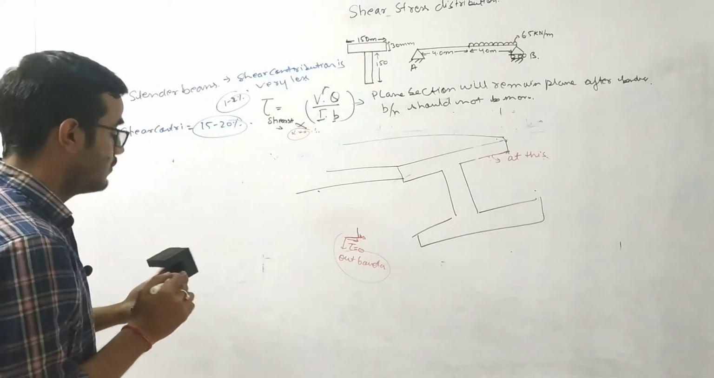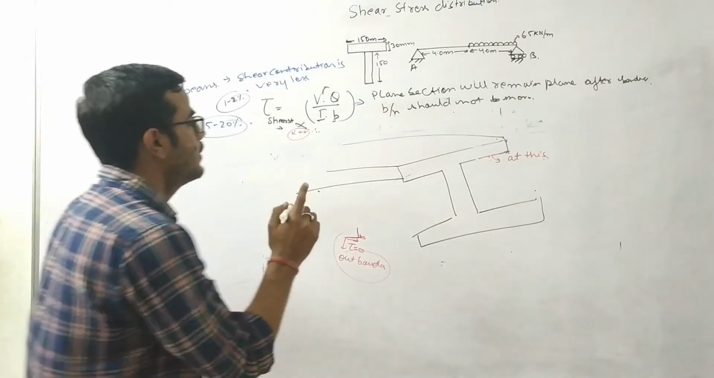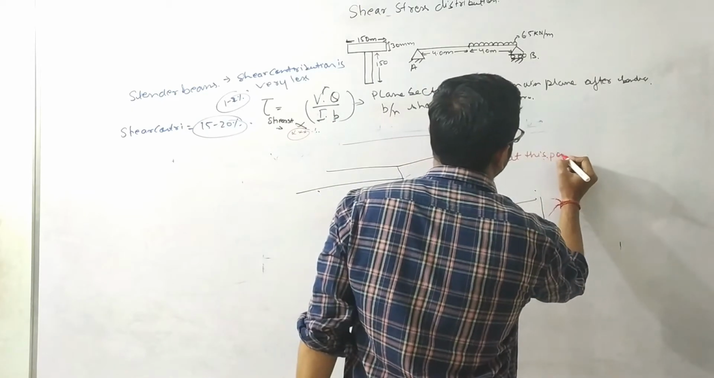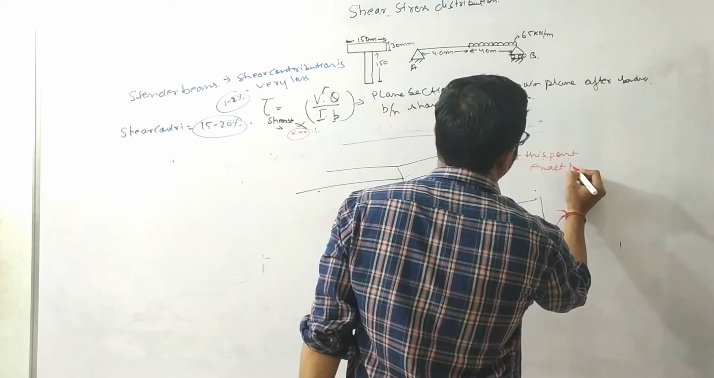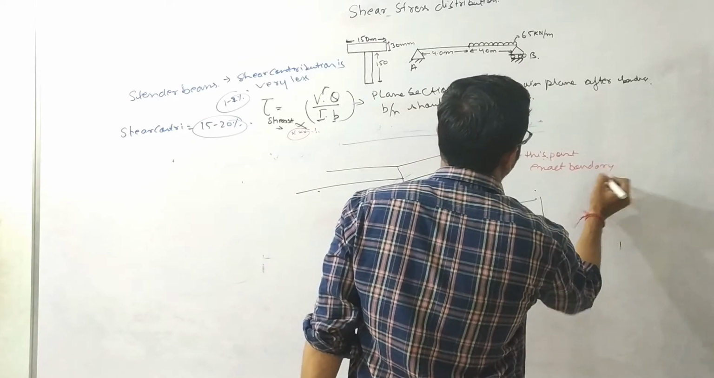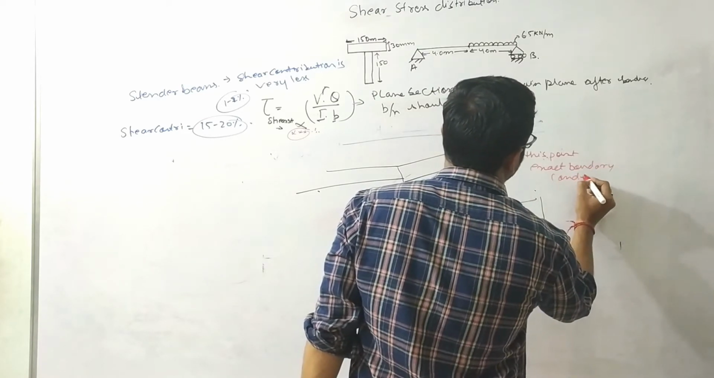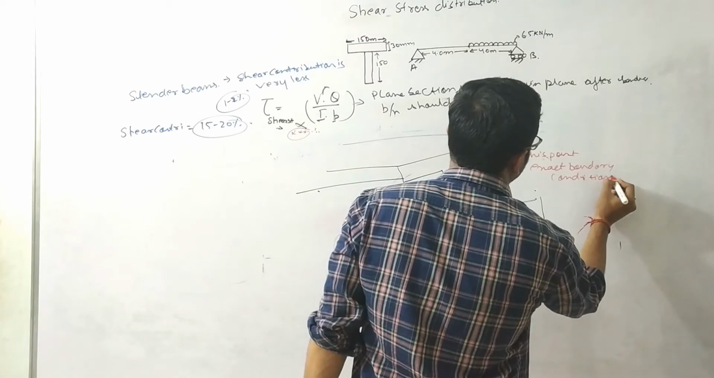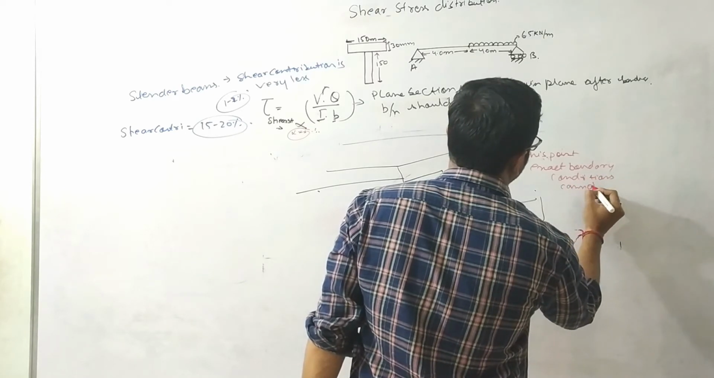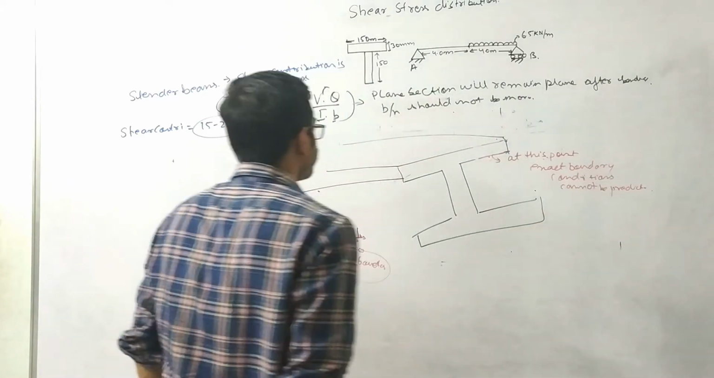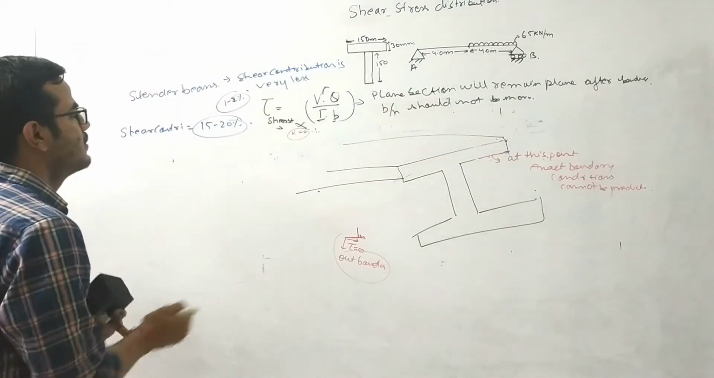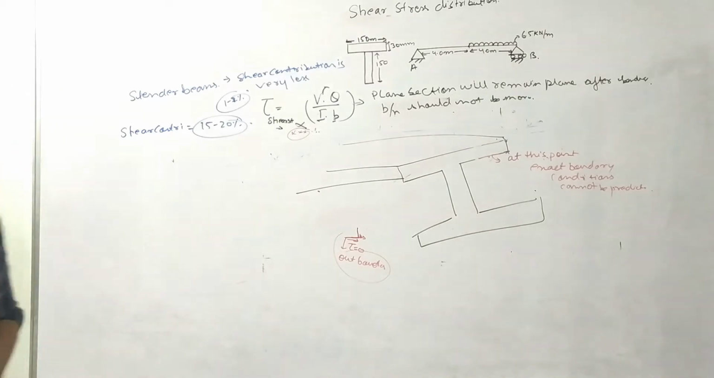So this thing can't be predicted by this formula. At this point the exact boundary conditions cannot be predicted. So this is one more assumption, one drawback of this formula.